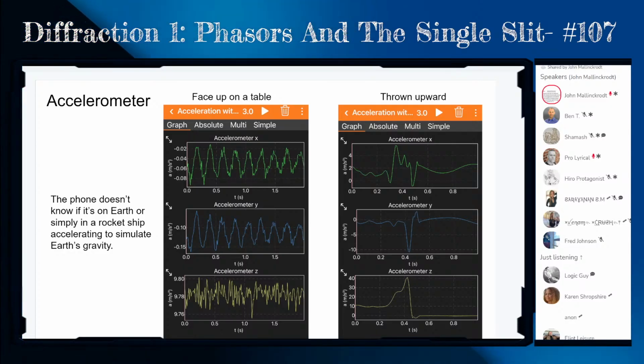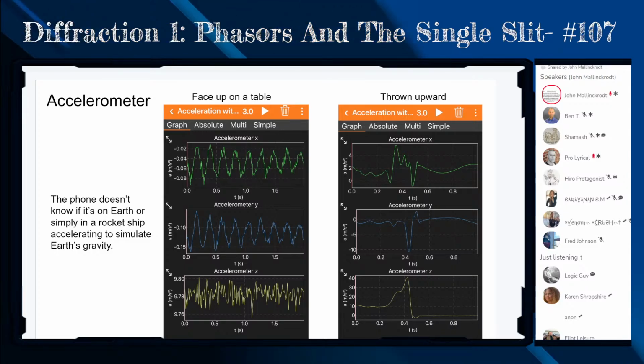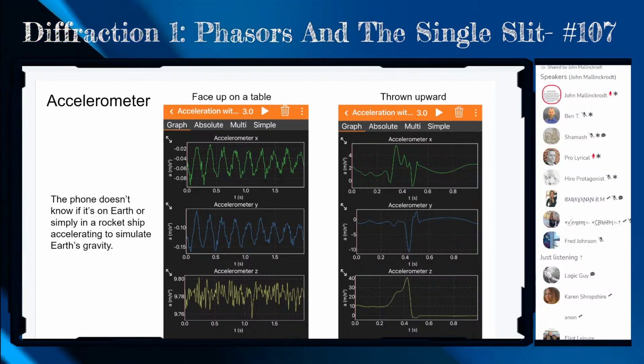What happens to the phone? I was naively expecting all of the accelerations to go to 0. When I threw that phone, all of the accelerations should go to 0, because the absolute acceleration of an object that is in free fall is 0. So why didn't it?